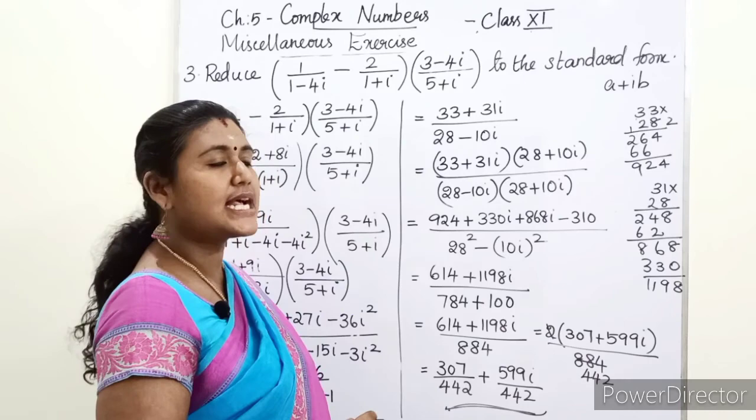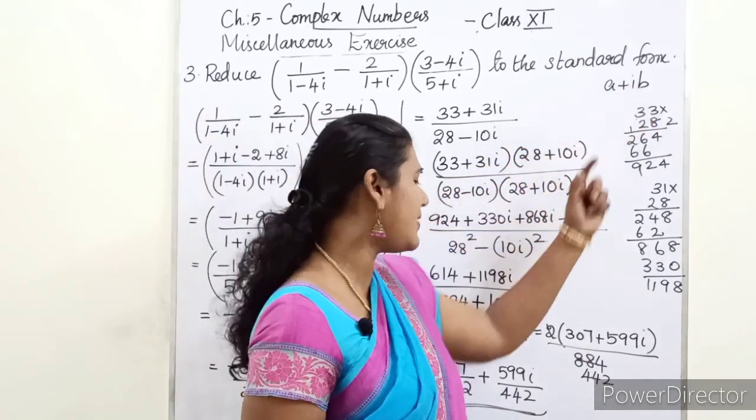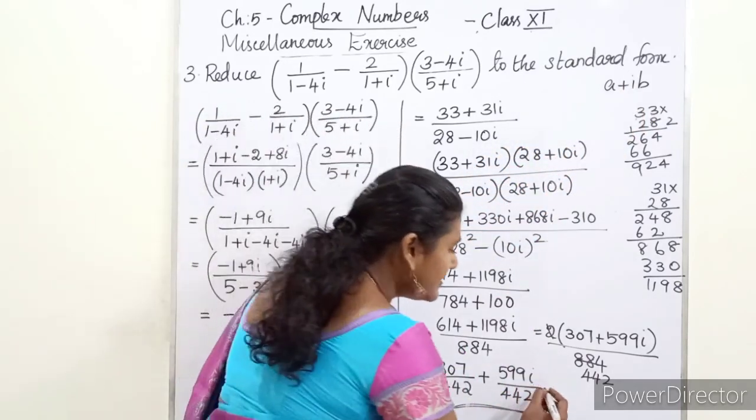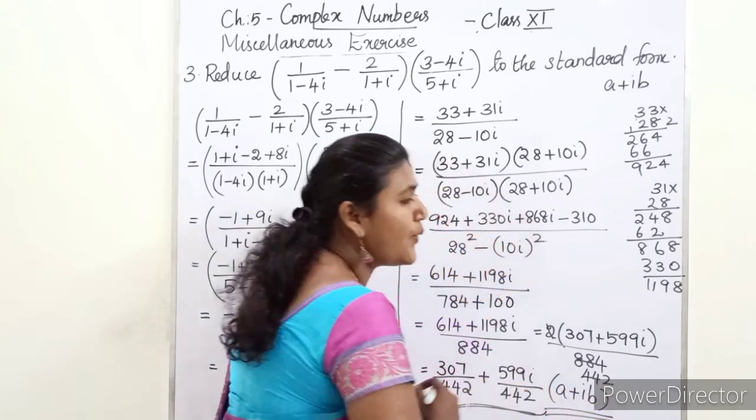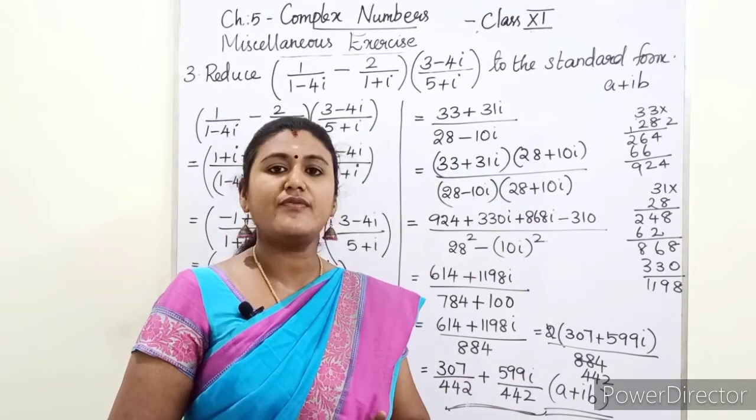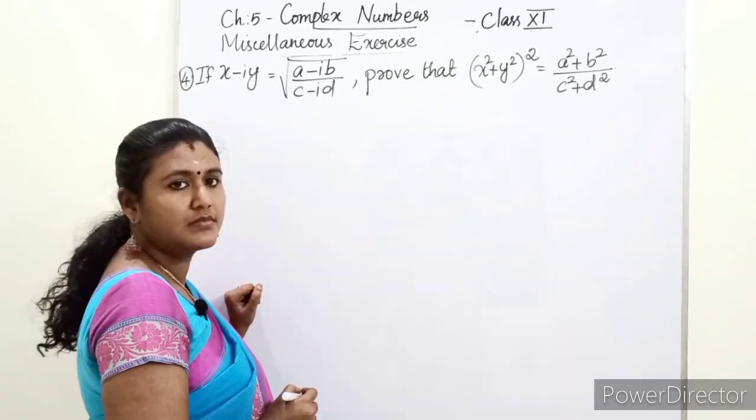What is the standard form? A plus ib form. So we got the answer. This answer is in the form a plus ib. So this is how you have to do this. Now we will see the fourth question.